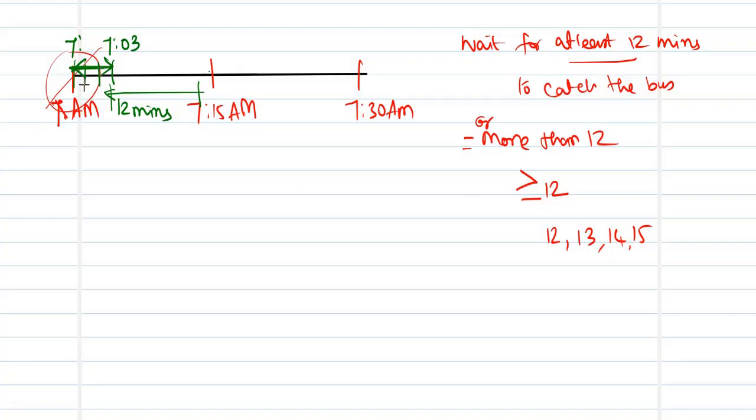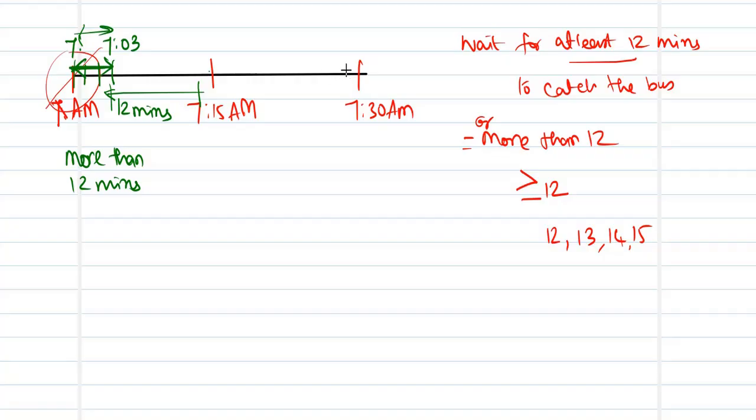So it is going to be 12, 13, 14, 15. So he must have arrived between what duration? Then he will wait for more than 12 minutes. So if he has arrived between 7 to 7:03, he will wait for more than 12 minutes. Now, if not this scenario, he hasn't entered between 7 to 7:15, so he has left the 7:15 bus.